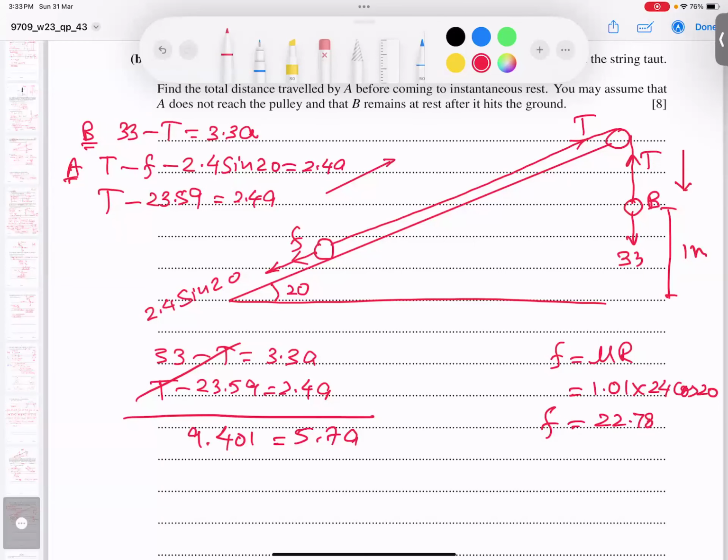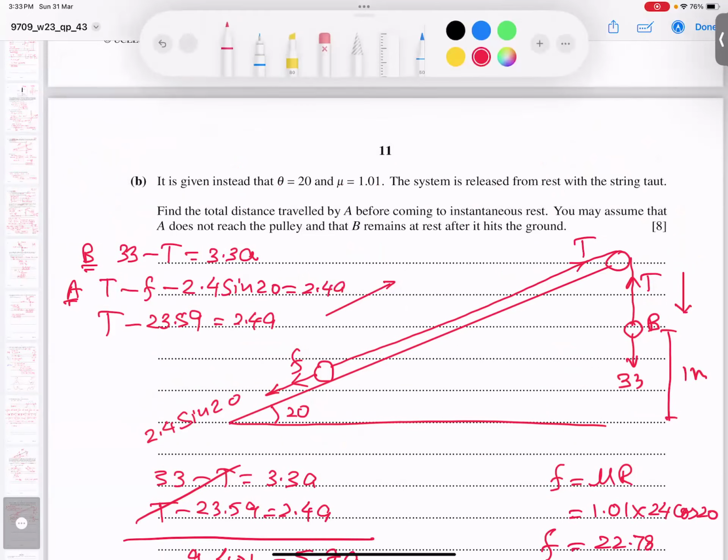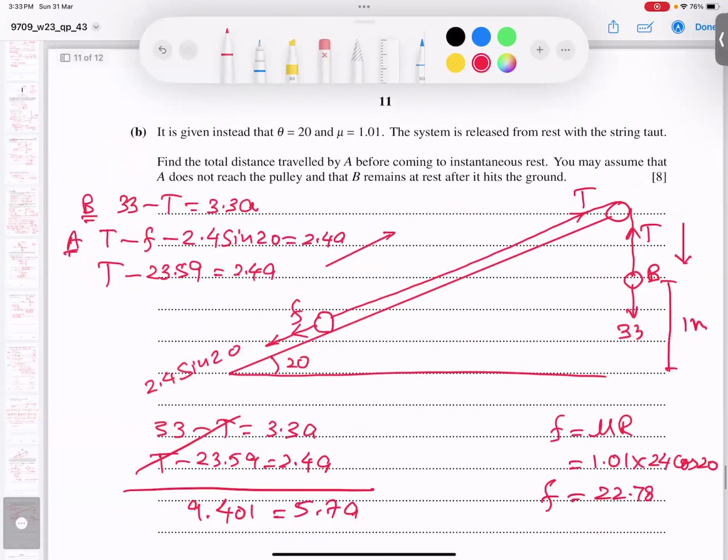I think still we are getting some error. Wait a minute. What is the mistake? He said mu 1.01, correct? And the angle is 20 degrees. Let me type again. Mu R is 1.01 into 24 times 2 cos 20. This 22.78 is correct. And the weight component is what? 2.4. Oh, this 2.4 I wrote is a mistake. This is 24 actually. So 24 times 2 sine 20, yeah, it is coming 8.2. Now it's correct.